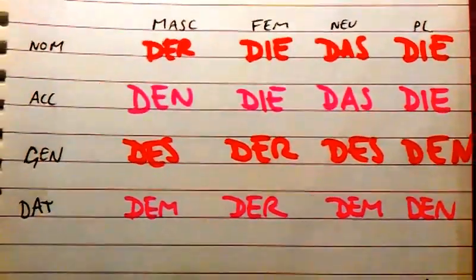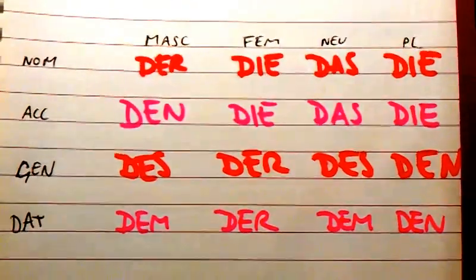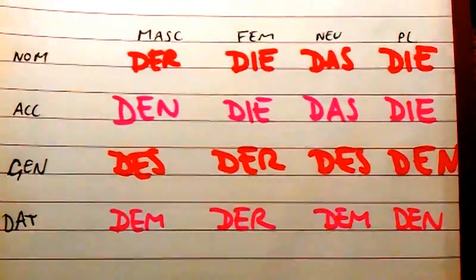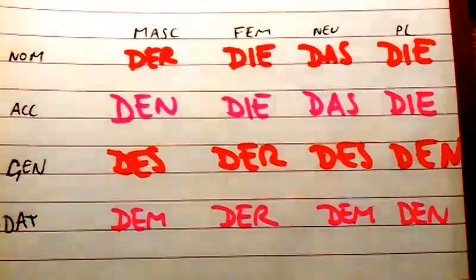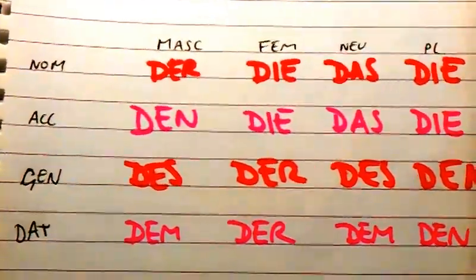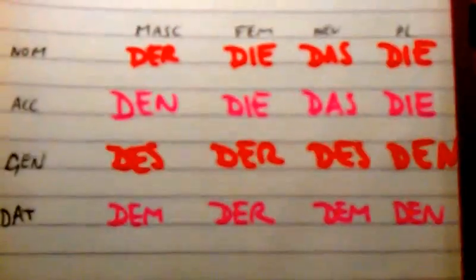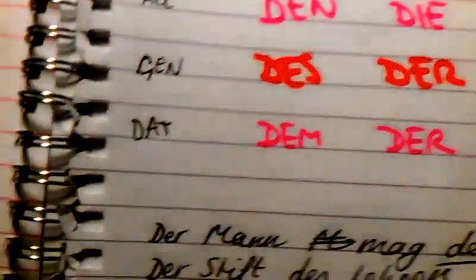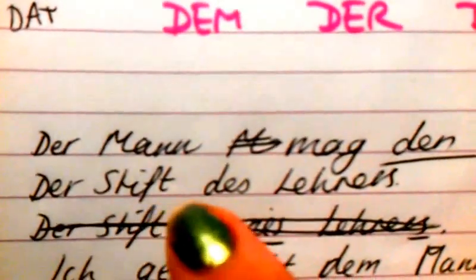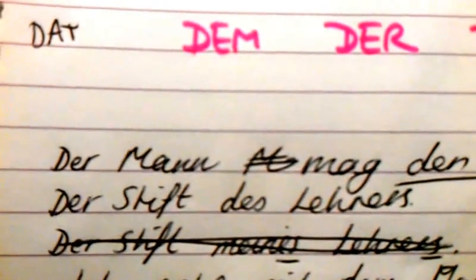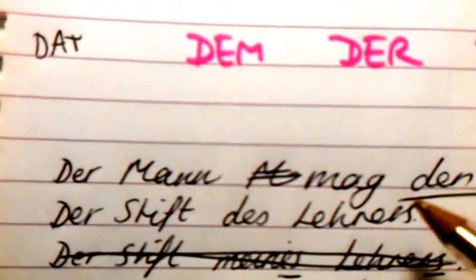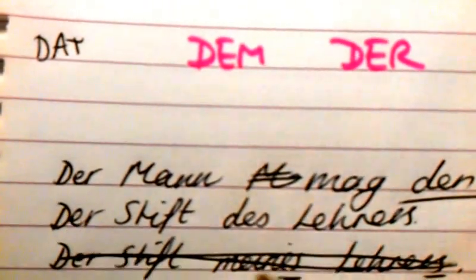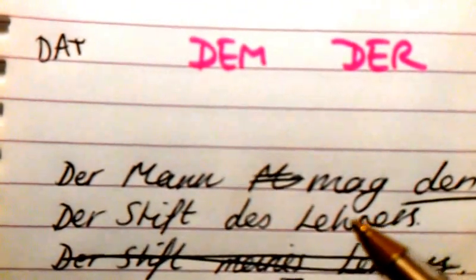With genitive, this one goes a bit mad: des, der, and this is "of something". Again, this is quite difficult to explain, it only exists in things like Latin and Finnish. In my sentence here I've written, "der Stift des Lehrers." So, as you can see here, this means literally "the pen of the teacher".